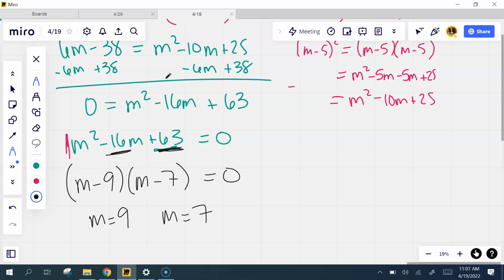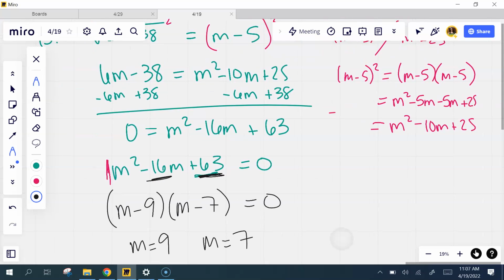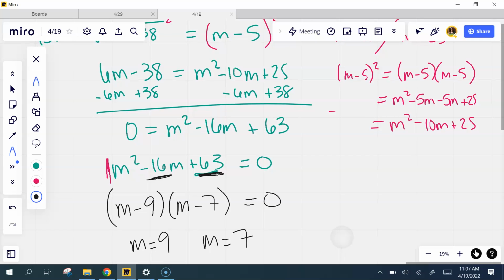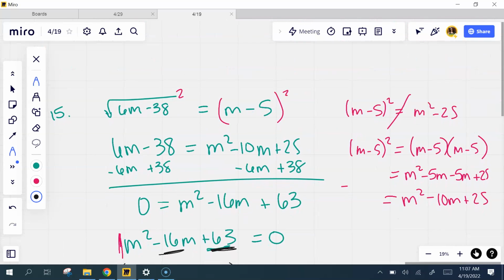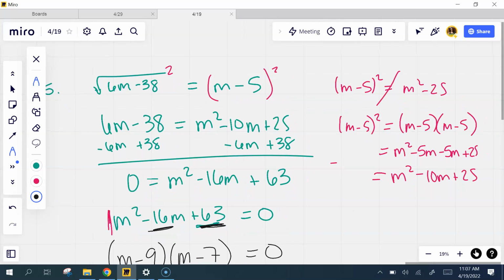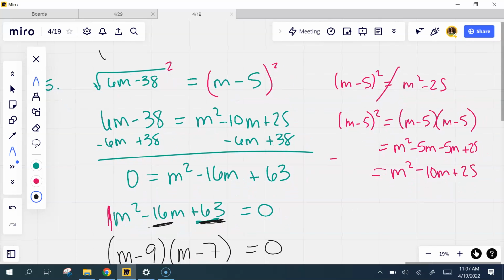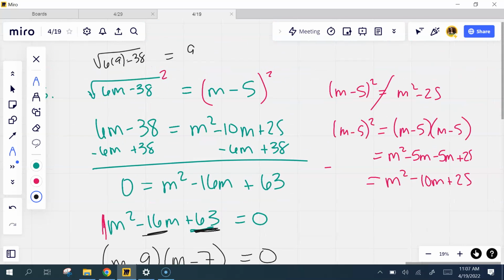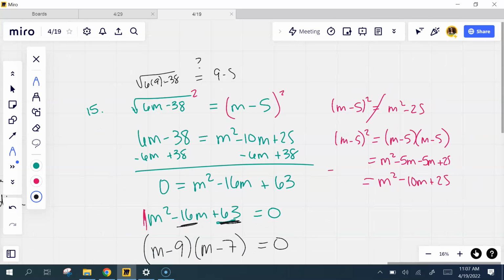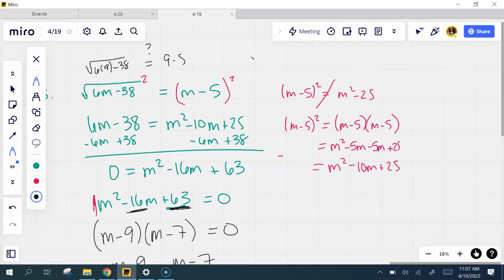So here's why extraneous solutions are important here. One of these will work when you plug it in and one of them will not. If you go back to the beginning, you can use your calculator to do this. If I did the square root of 6 times 9 minus 38 equals 9 minus 5. That's one that I'm checking for extraneous, and then the other would be the 7. One of them's not going to work, and I don't know which one it is.